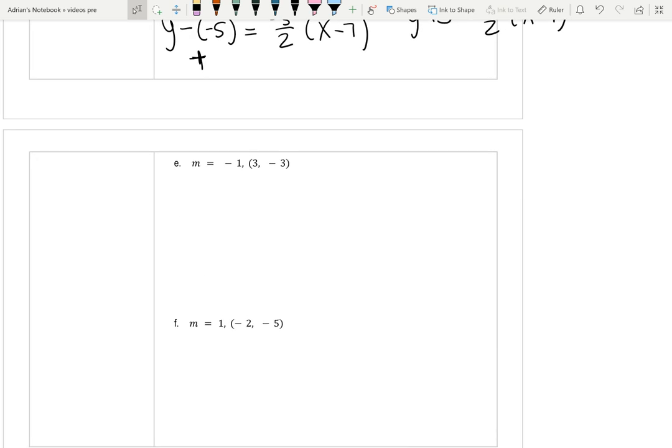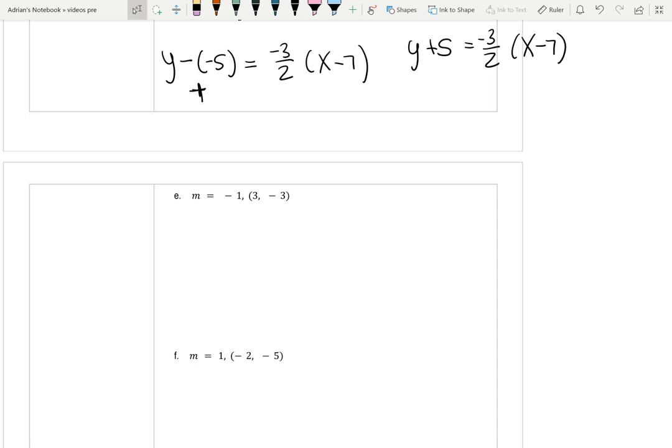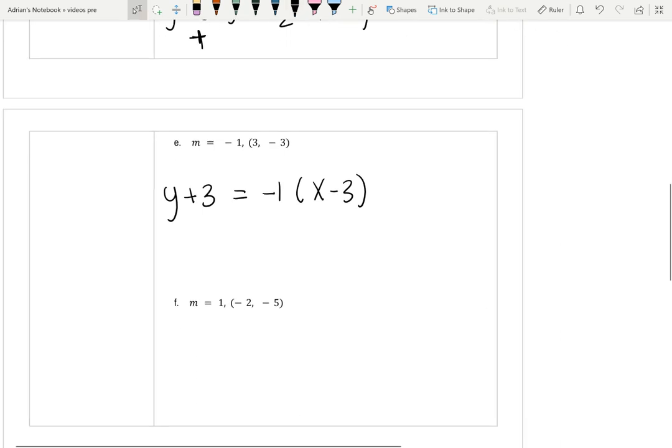Okay, we have 2 more here. I would like you to maybe pause the video and try these on your own and then come back and check the answer to make sure that you know what you're doing. And I'm going to go ahead and do these now. So I'm going to skip the double negative part and just jump right into the answer. So this one would be y plus 3 equals negative 1, and then in parentheses x minus 3. And then on my last one here, I would have y plus 5 equals 1, and then in parentheses x plus 2.